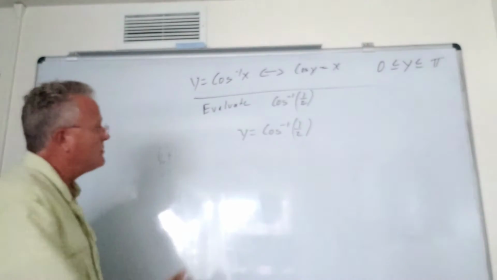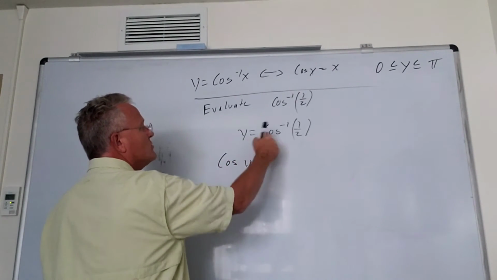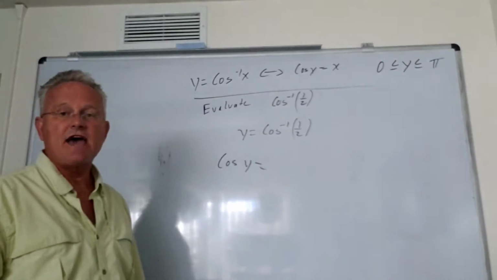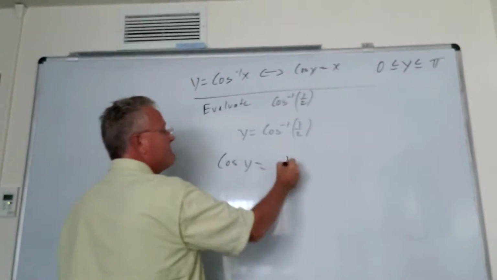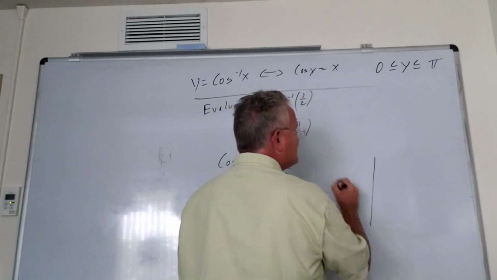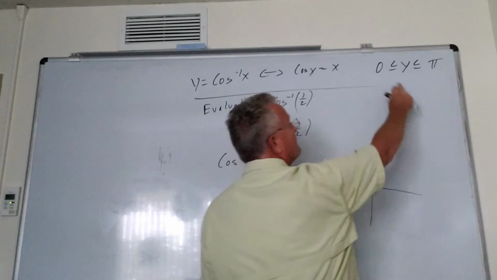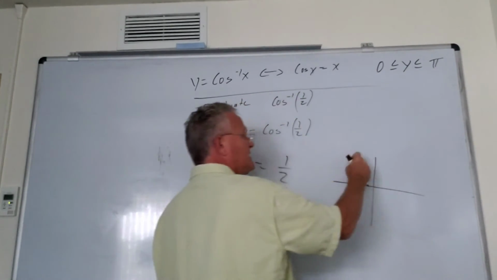Take the cosine of both sides, we get the cosine of y. The cosine of inverse cosine of 1/2 is just 1/2. Well, let's draw this. That angle is positive. All functions are positive in the first quadrant. This is between 0 and 90.